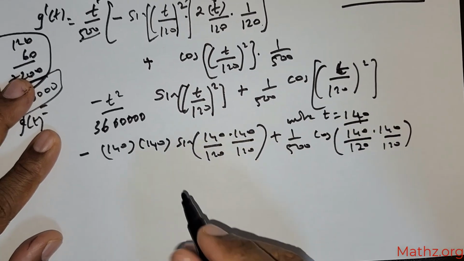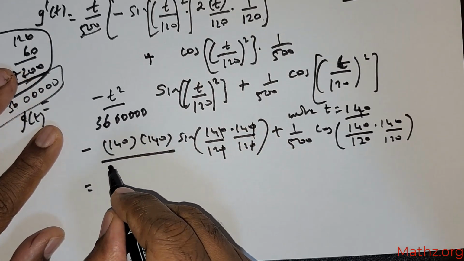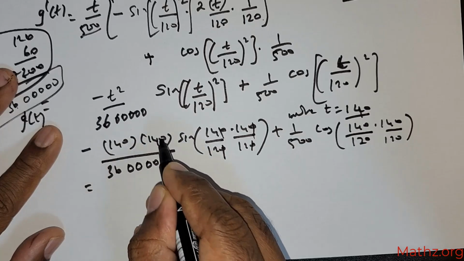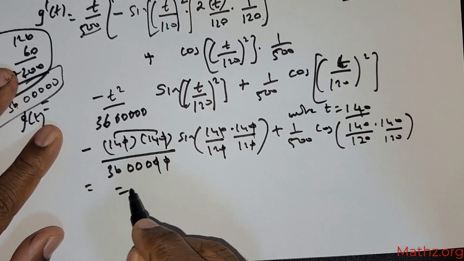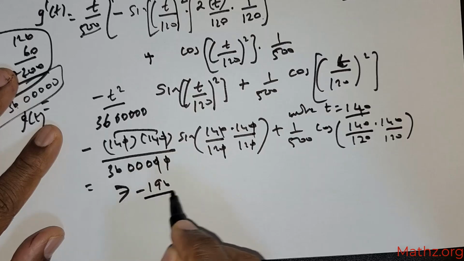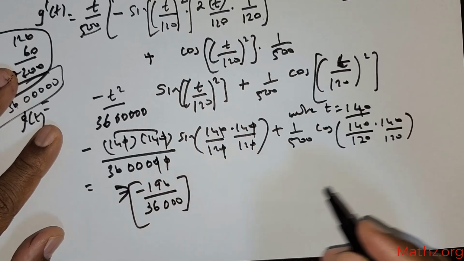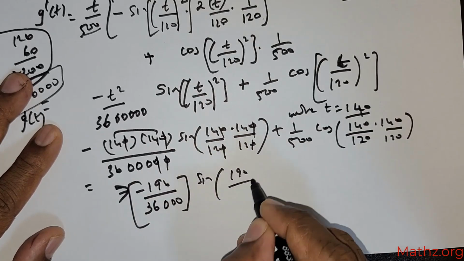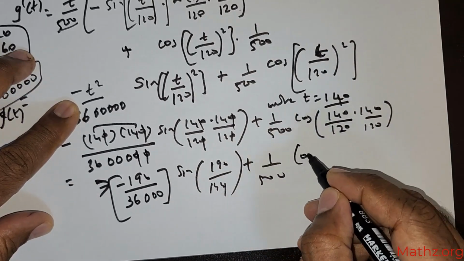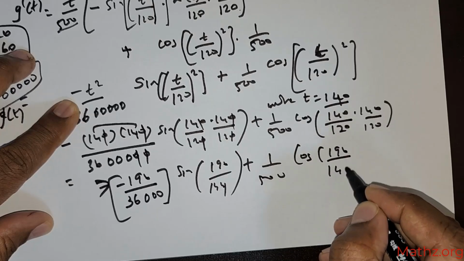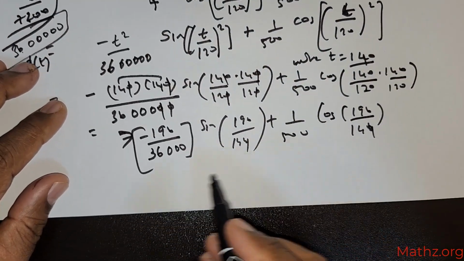Now cancel these zeros, so you would get, of course this is divided by 3600, so these 2 zeros go away. 14 times 14 is 196 divided by 36, 1, 2, 3, 0. So that is there. Now this is sine of 196 divided by 144 plus 1 over 500 cos of 196 divided by 144. Okay, now you need to evaluate this.